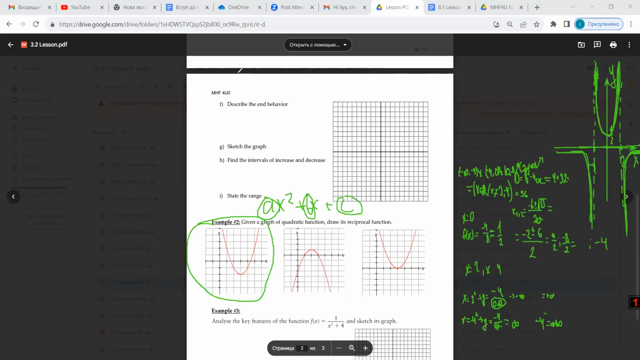What is your question, Mohammed? Reciprocal means if you have a function like x squared plus x plus c, the reciprocal of this function would be 1 divided by x squared plus x plus c. This is the definition of a reciprocal function, when you divide 1 by this function. Okay, basically that gives you an inverse relationship.